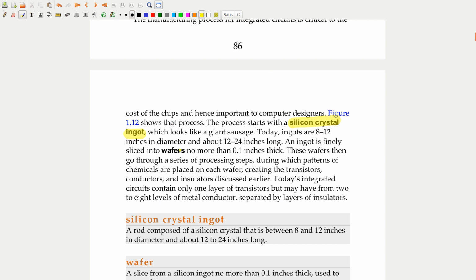And so an ingot is finely sliced into wafers. And wafers are what we do doping on, right? That pure silicon.